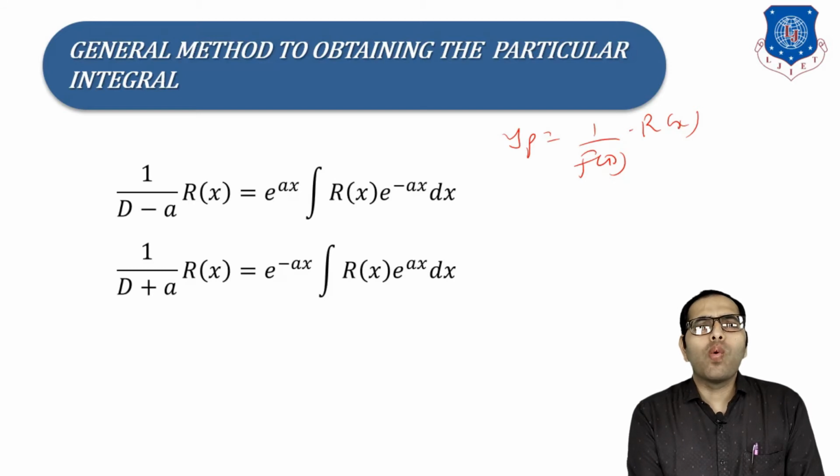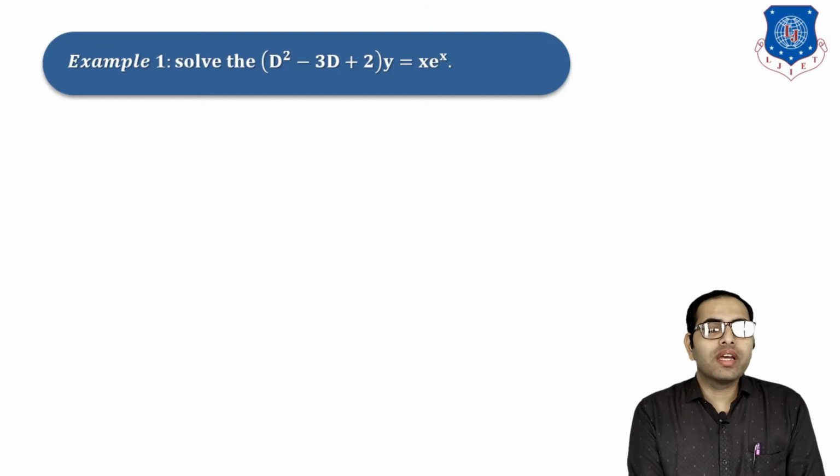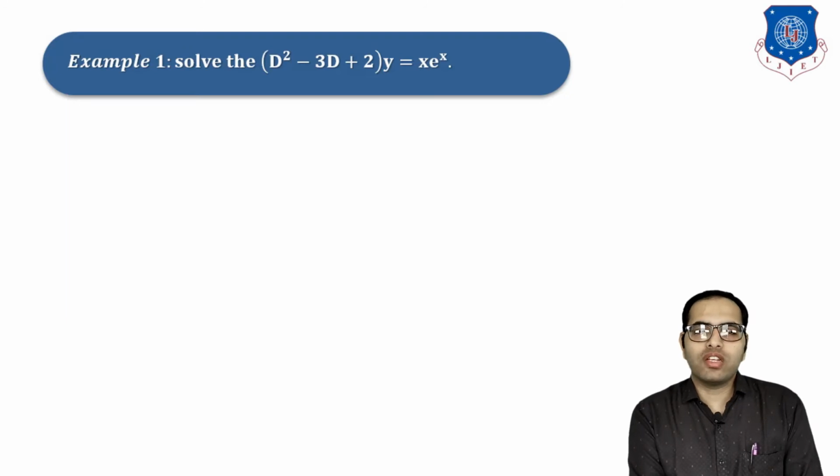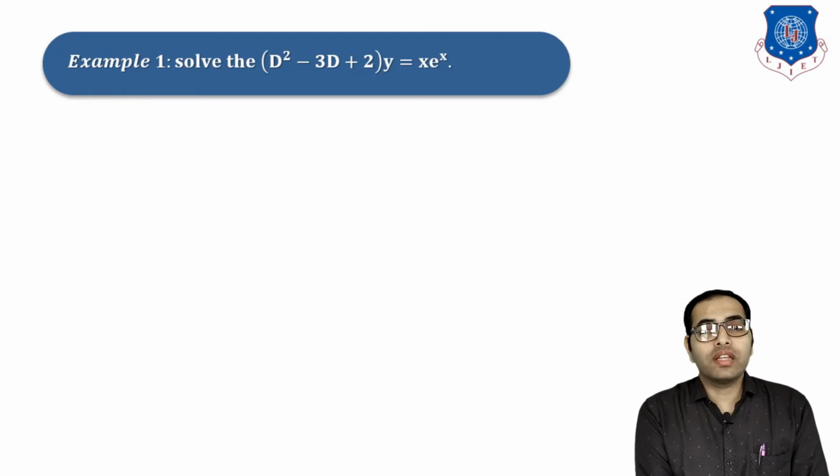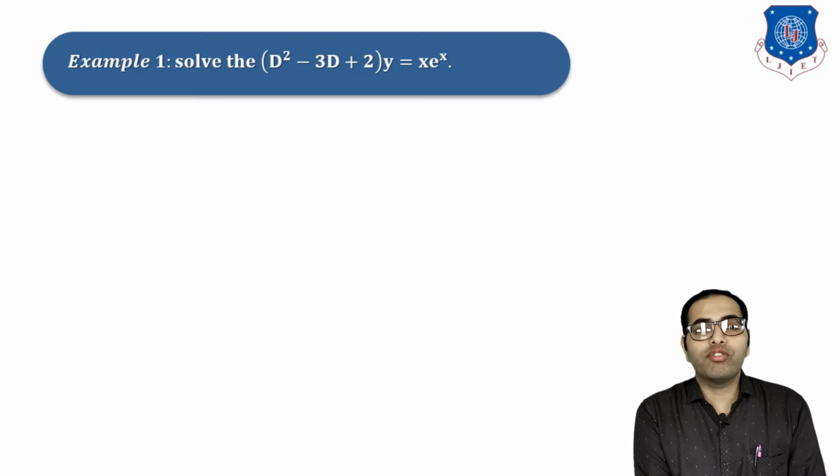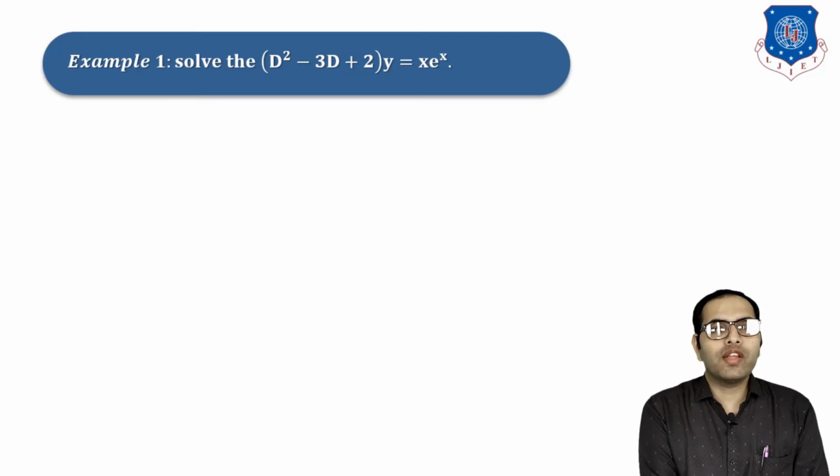Let's solve one more example based on it. Example number 1. Solve (D square minus 3D plus 2) y equal to x e raised to x. This example we can also solve with the help of shortcut methods. Here we use case 4 of the shortcut cases, and we can also solve this example with the help of the general method for obtaining yp.